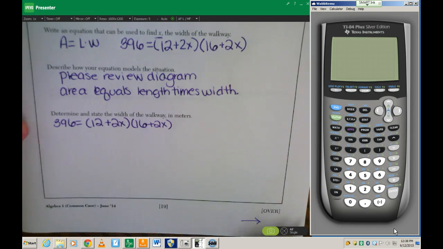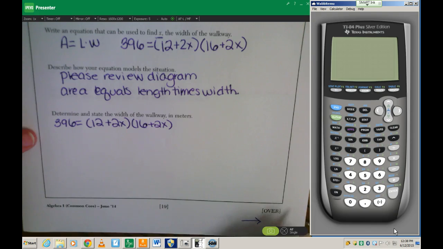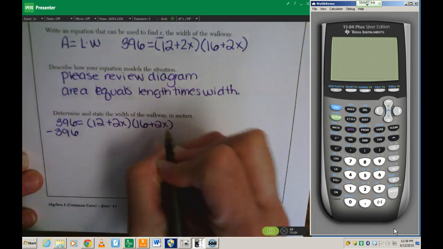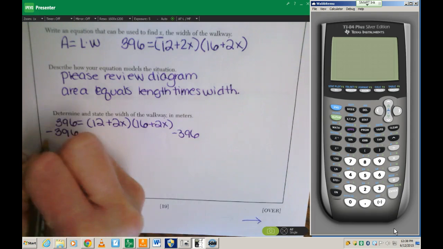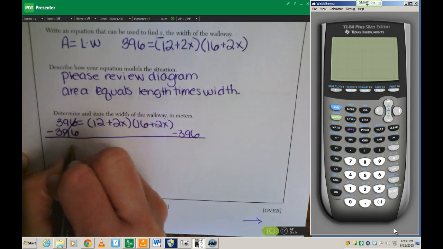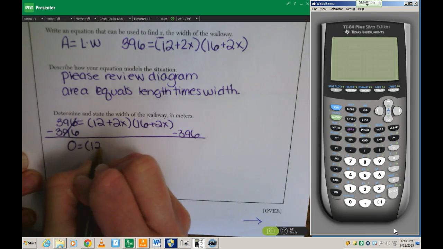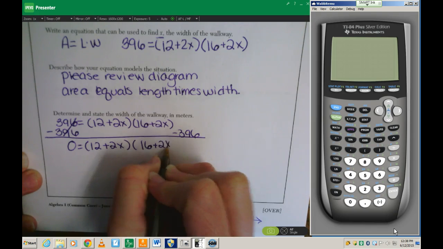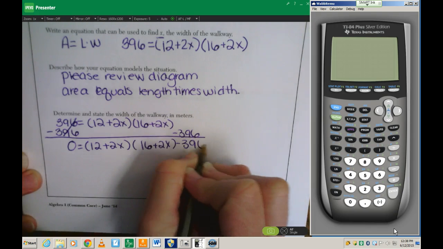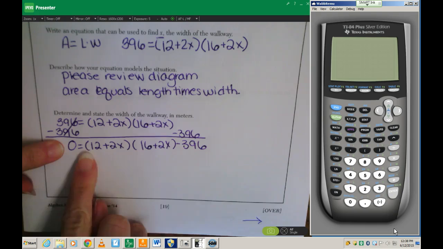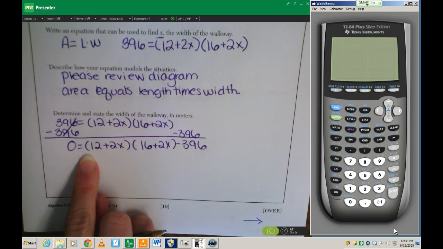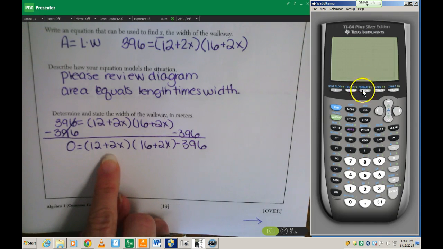Okay. Now what we need to do, before we can do it graphically, is make this equal to 0. So I'm just going to write minus 396. Okay, this comes off. We're left with 0 equals 12 plus 2x, 16 plus 2x, minus 396. Because this is now in one variable, there's only x's, and it equals 0, I can plug this into my calculator.